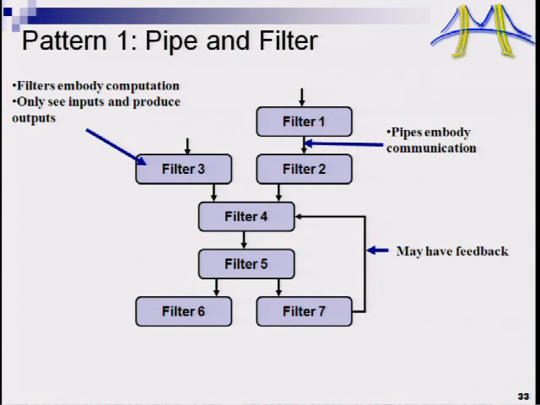So here's everybody's most commonly used pattern, the pipe and filter. You have these connectors, which is where the communication occurs. You have filters, which is where the computation occurs. You may have some feedback. You probably don't have a lot of feedback.